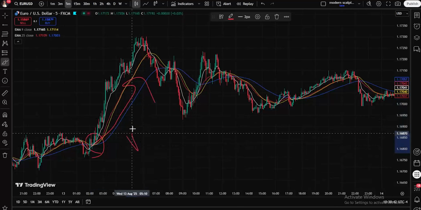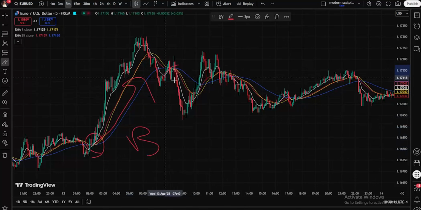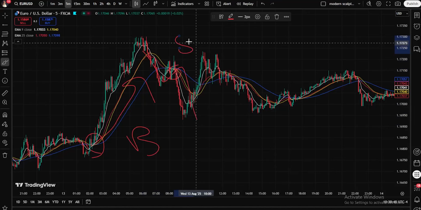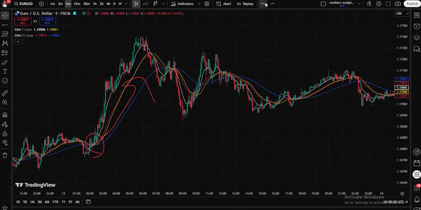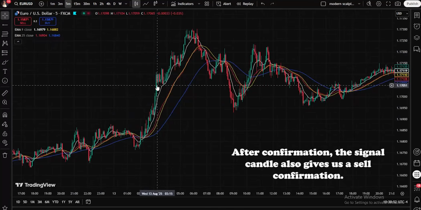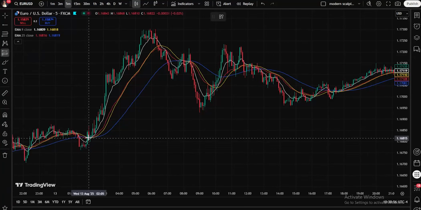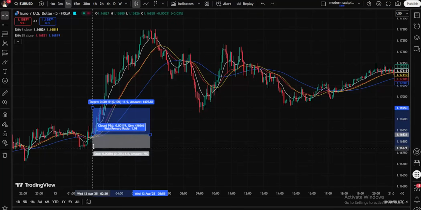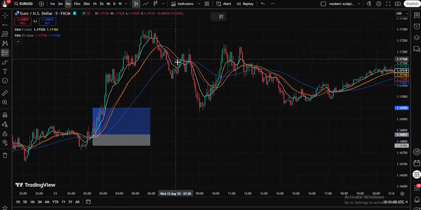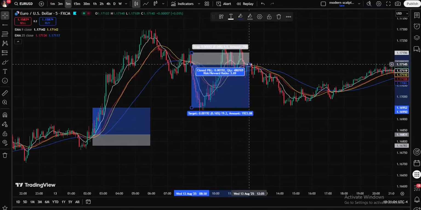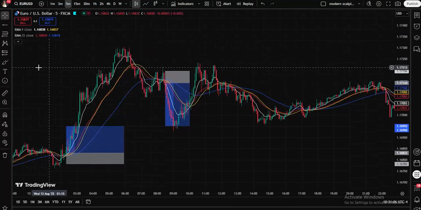Entering the trade. In bullish mode, after the confirmation candle closes above EMA 9 and 17, we enter a buy position. In bearish mode, after the confirmation candle closes below EMA 9 and 17, we enter a sell position. By following these 5 simple steps, your entries on the 5-minute time frame will be much more systematic and accurate.